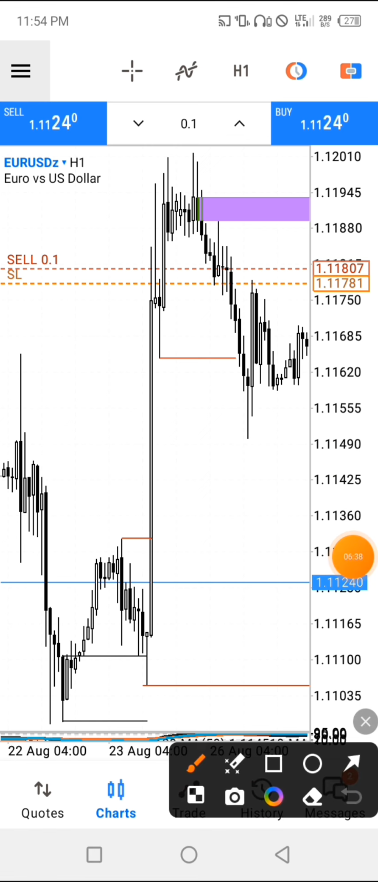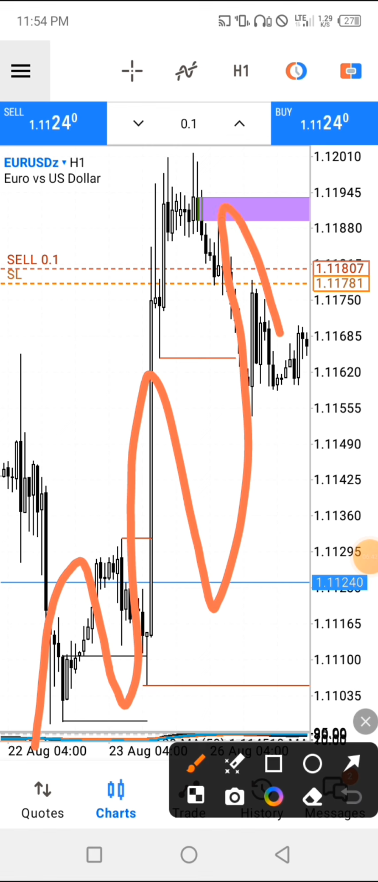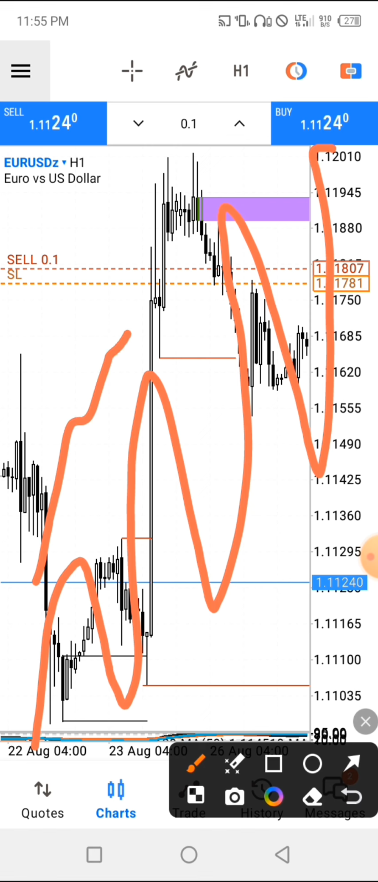Let me just make it very clear. So the market buys, pulls back, buys, pulls back, buys, pulls back, buys. So guys, this is basically how the market moves. Don't think that the market will just keep on going up, up, and coming down, down. The market does not do that.